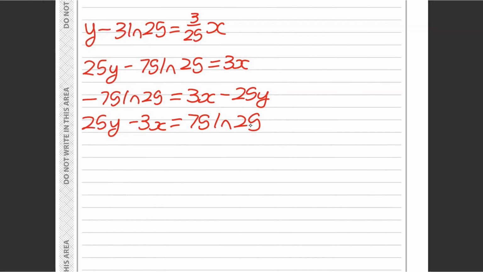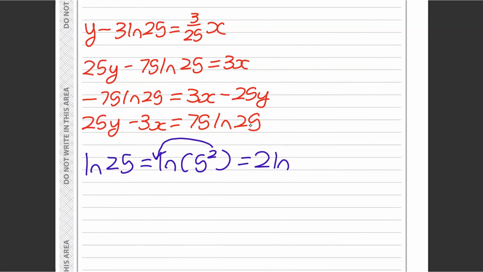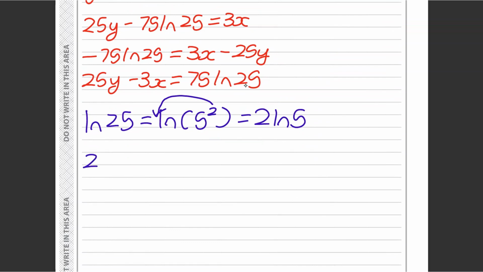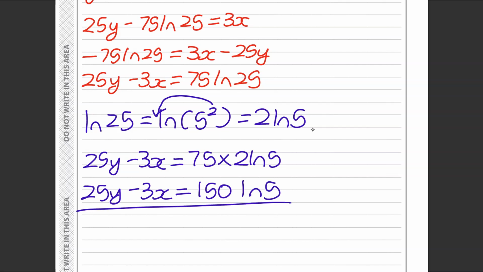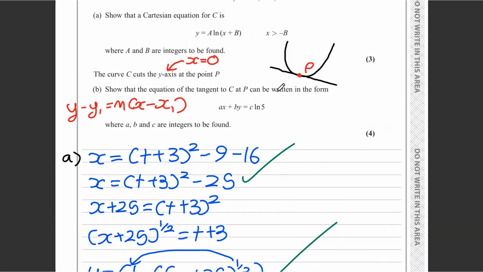Okay, so the natural log of 25, remember that 25 is 5 squared, okay? And remember, we can bring this 2 to the front here, so this is going to be equal to 2 natural log of 5. So we have this natural log of 5 that we want here. So if we sub this in here, it's going to be 25y minus 3x is equal to 75 times, and then instead of this natural log of 25, we can sub in this 2 natural log of 5. So this is going to be 25y minus 3x is equal to 150 natural log of 5, and this here is the final answer. This is in this format here where a, b, and c are integers.